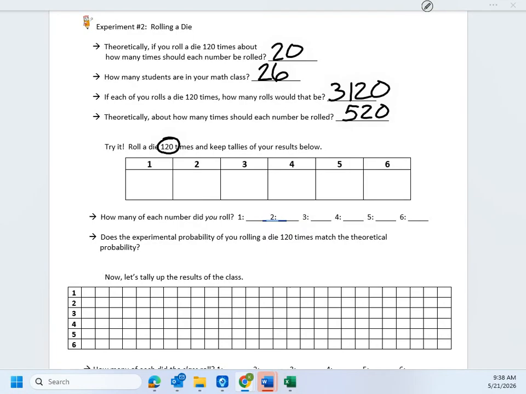Come on, guys, we gotta finish up. Keep going, keep going.